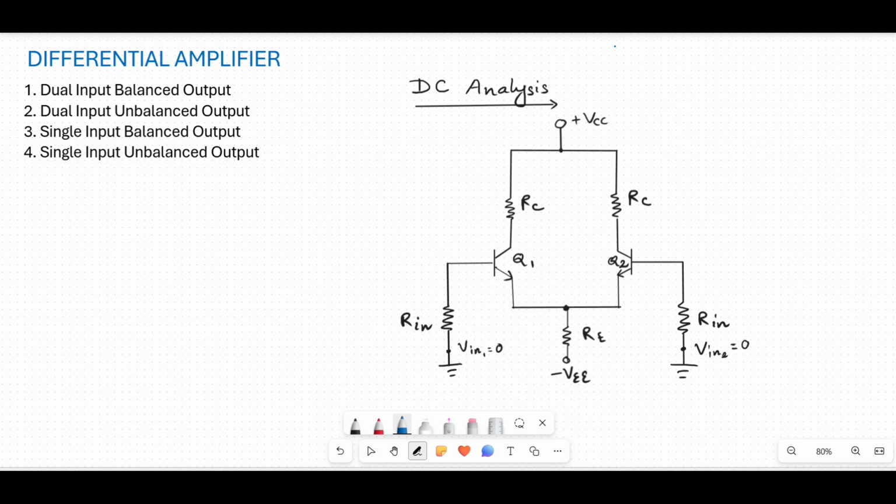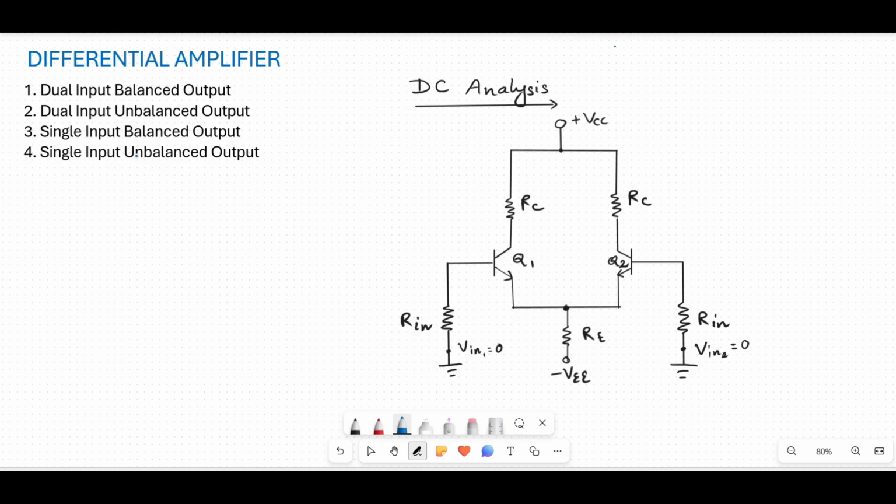Hello everyone, welcome back. So in our last class we discussed the differential amplifier, the different modes of operation of a differential amplifier, and the circuitry of a differential amplifier, right? And also we discussed the different types of differential amplifiers, which were called dual input balanced output, dual input unbalanced output, single input balanced output, and single input unbalanced output.